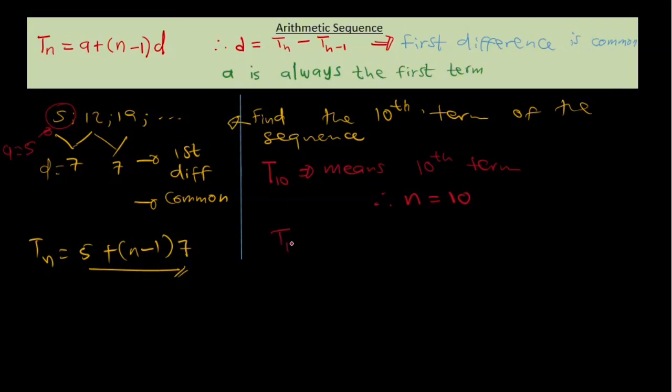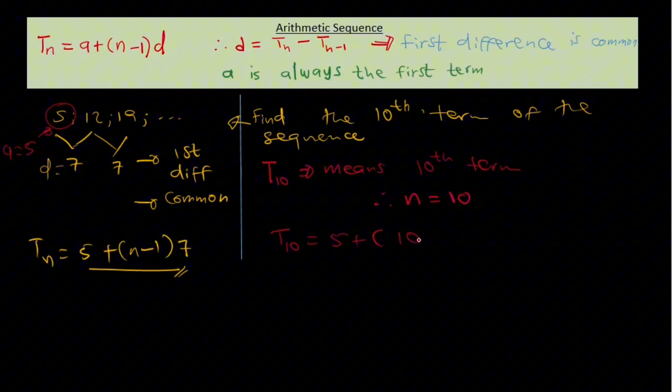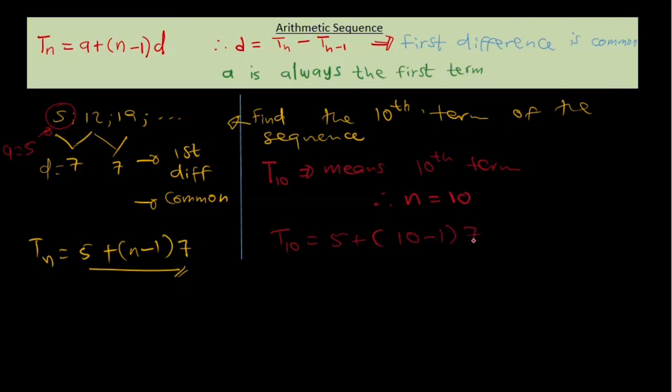Therefore, T10 will be 5 plus, where you see n, we put 10 because we want 10th term. Okay, so this will be 5 plus 9 times 7. 5 plus 63. The result is 68. I hope that was clear. Let's jump to the next one.